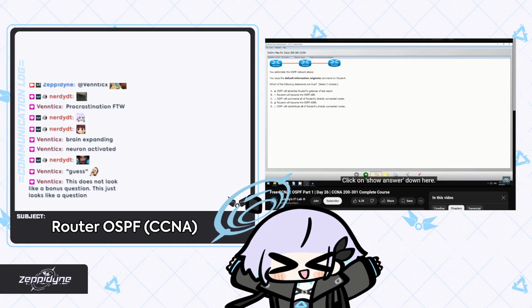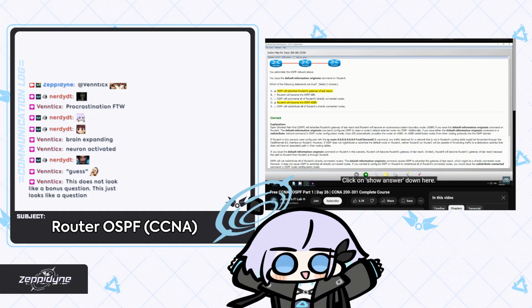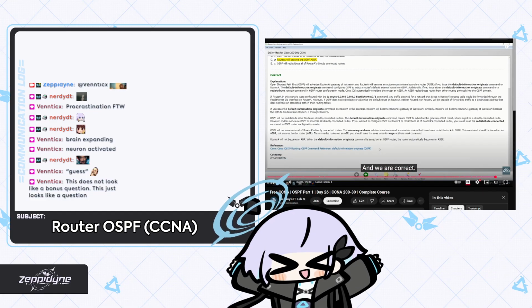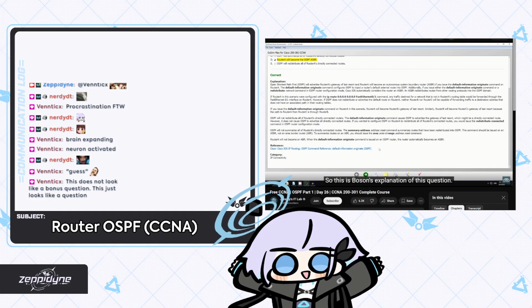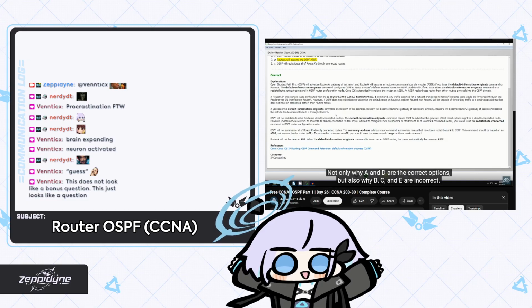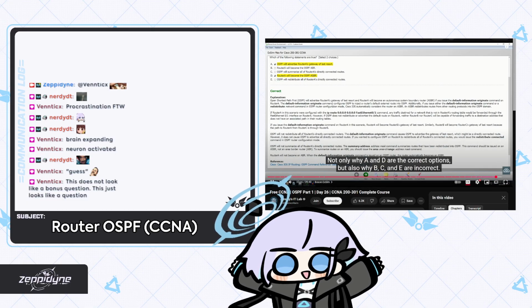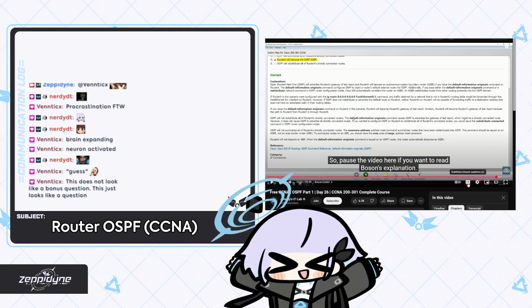So let's check the answer. I click on Show Answer down here. And we are correct. So this is Boson's explanation of this question, not only why A and D are the correct options, but also why B, C, and E are incorrect. Wait, there's an explanation.